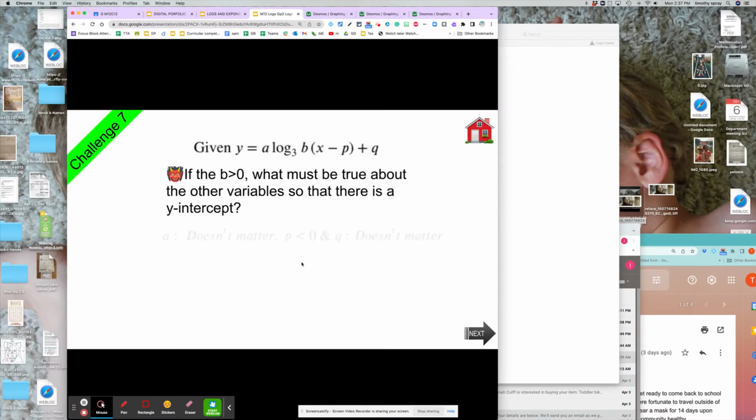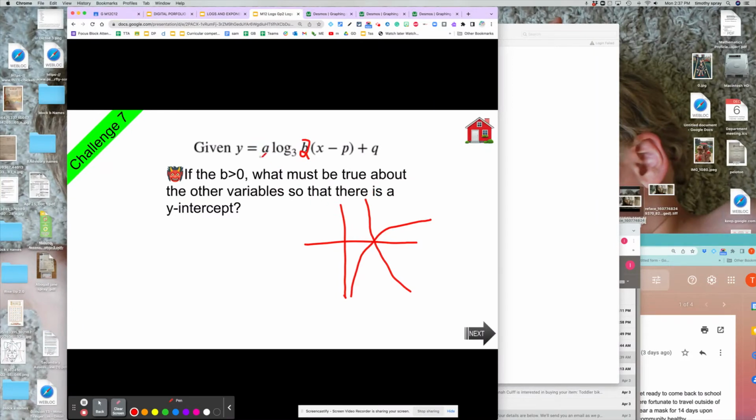These are really important visualization questions, and I encourage you to draw this. Oh, let's see. I might be able to draw this. I think I'm going to give this a go. Okay, if b is greater than 0, so let's just choose a number, 2, let's say. If b is greater than 0, then it looks either like this or it looks like that, depending on what the a value is. What must be true about the other variables so that there's a y-intercept?